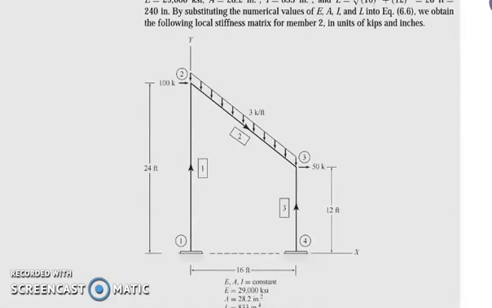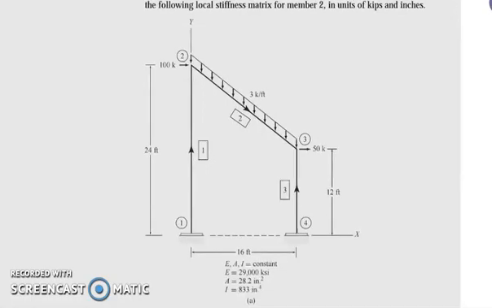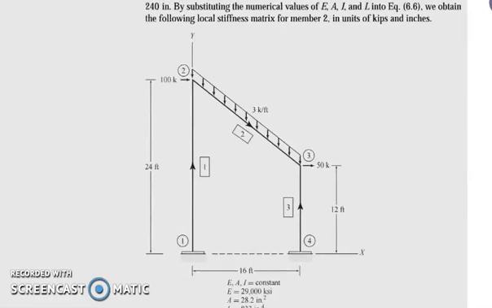Member 2 is in an inclined position. We're given the parameters: our modulus of elasticity, our area, and our I. The modulus of elasticity is 29,000 ksi, the area is 28.2 inches squared, and I is 833 inches to the fourth.